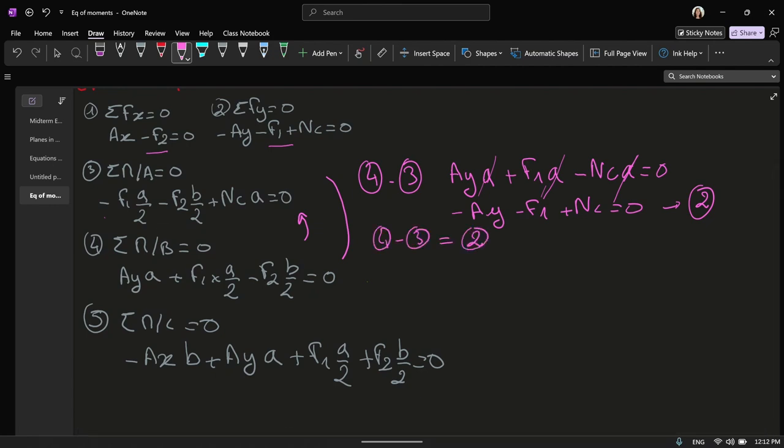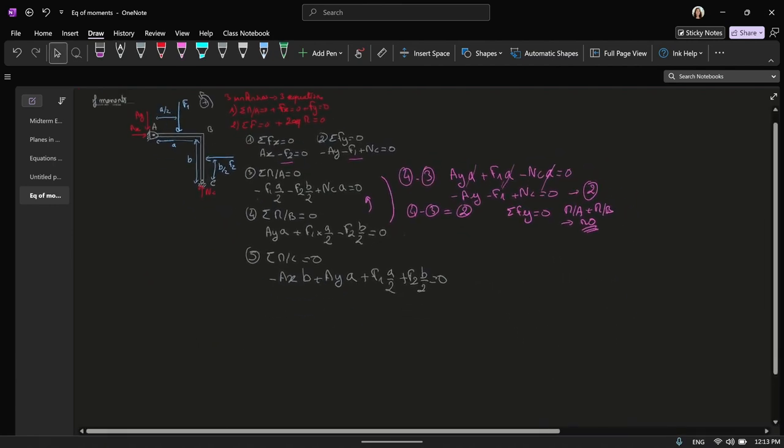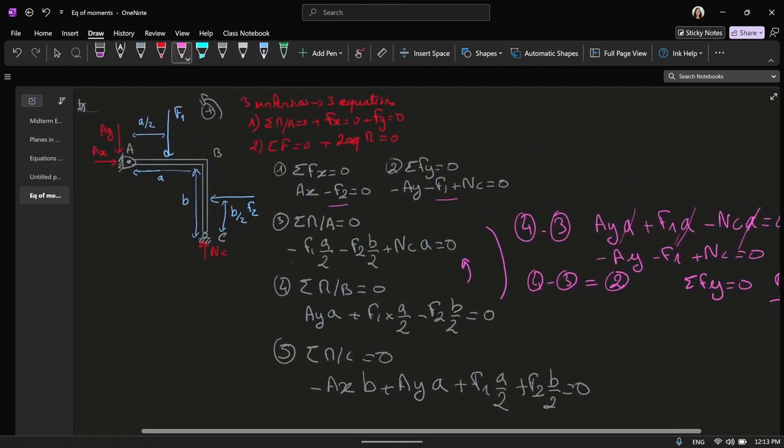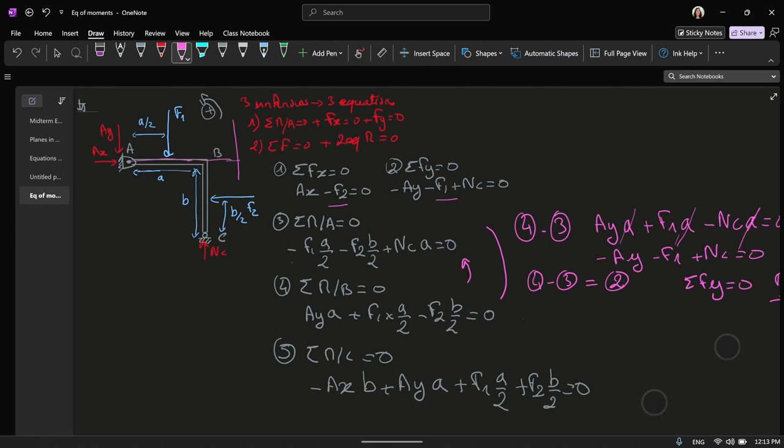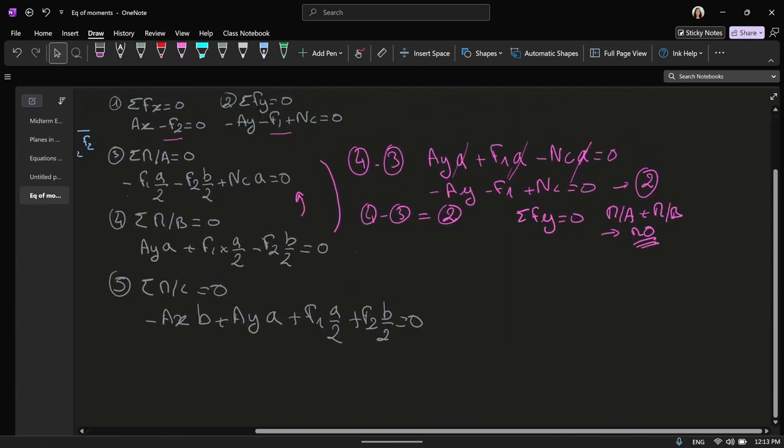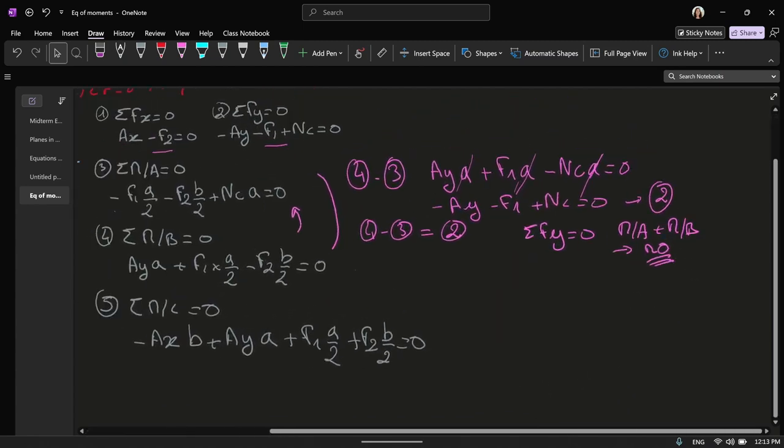What does that mean? It means if we do the sum of the forces on y equals 0, we can't do moment about A plus moment about B. That doesn't work. If we look at force on y and A and B, the line AB is perpendicular to force on y, so that does not work. We cannot use two points that are perpendicular to the y-axis when we use the force on y. Now, let's look at my equations 4 and 5.